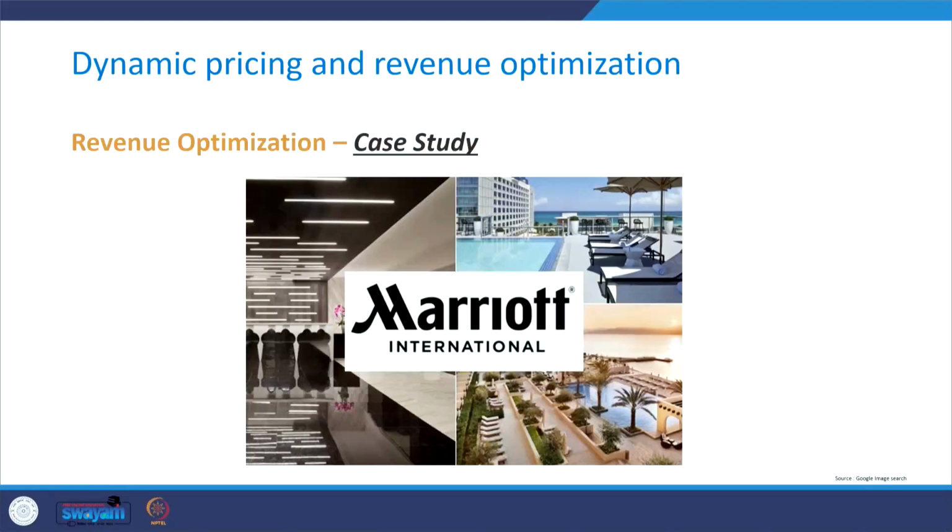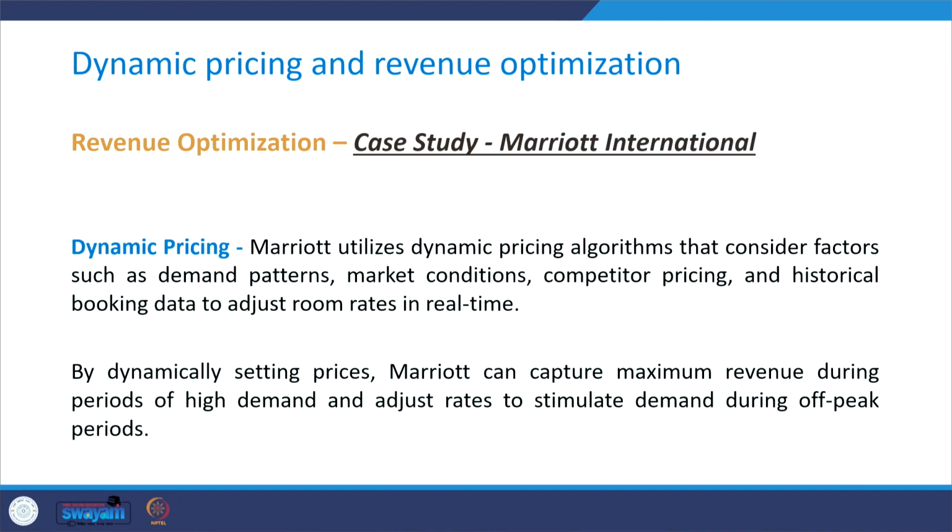An excellent example of revenue optimization from a service firm is Marriott International, one of the world's leading hotel chains. Marriott employs sophisticated revenue management strategies to maximize revenue across its vast portfolio of hotel properties. So let's discuss the case study of Marriott International. So Marriott implements different tools or techniques for that matter to optimize its revenue.